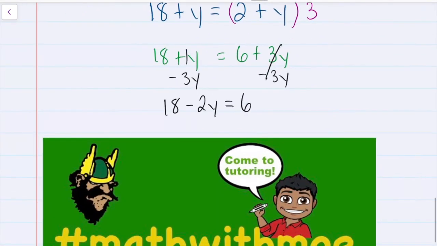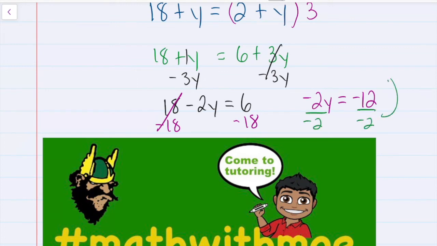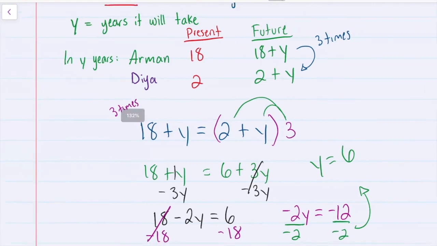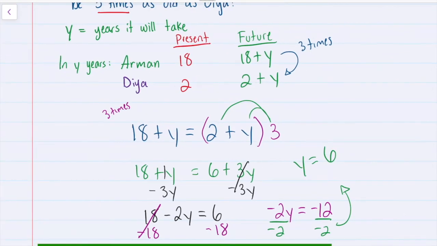Let's move the 18 to the other side. So we have negative 2y equals negative 12. And finally, if we divide by negative 2, my answer is actually y is equal to 6. So what does the 6 represent? Once again, what did the y represent? We used the letter y for years. So it's going to take 6 years for Armand to be 3 times as big as Dia.